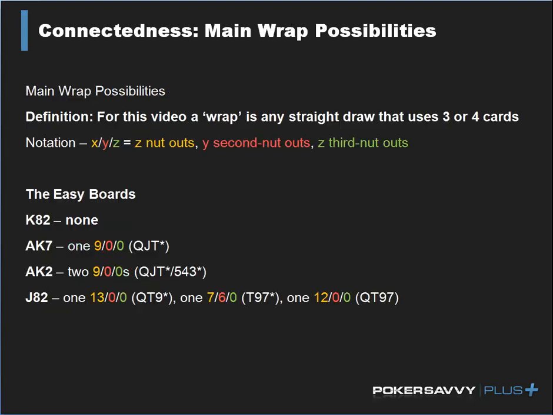All right. So here's the main wrap possibilities. There's a few different ways the definitions you could use for a wrap. I've heard people say that 9-out draws shouldn't be called wraps because they're not big draws. For the purposes of my material for this video, I'm going to use the word wrap to describe any case where the straight draw uses more than 2 cards.